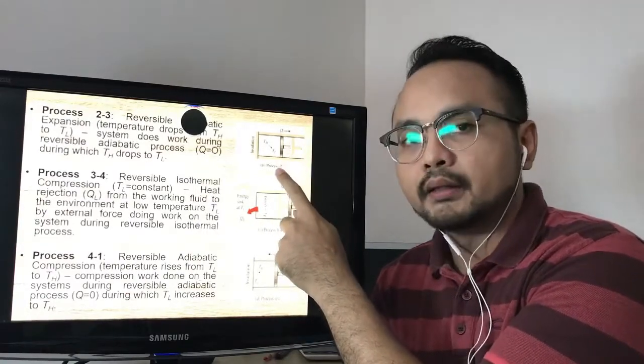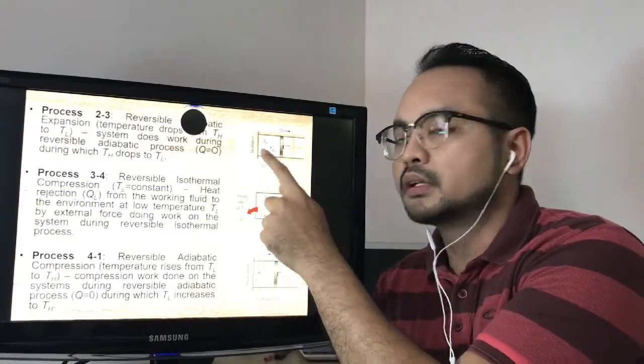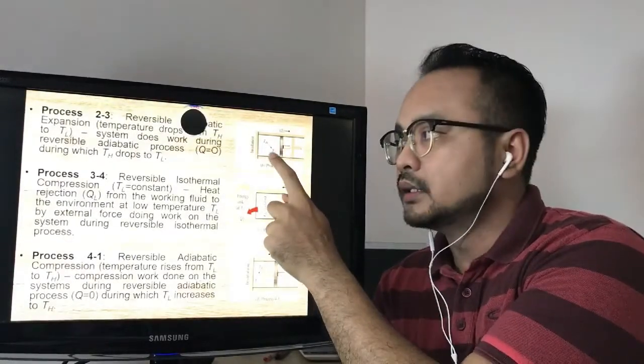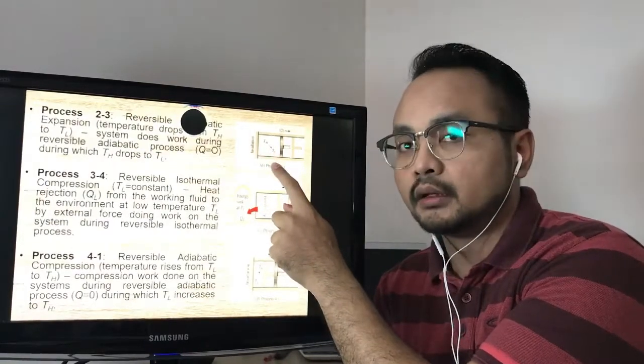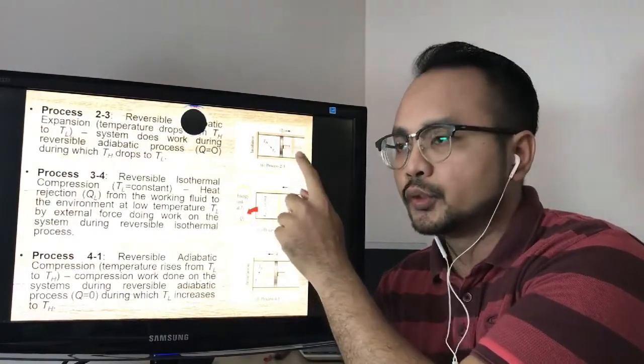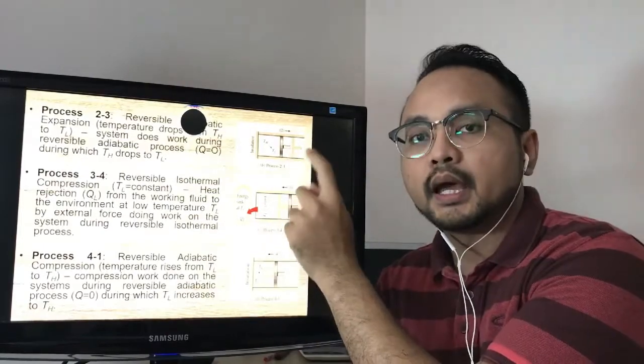position 3. But at this stage, no Q will be channeled into the piston cylinder, but the temperature inside the piston cylinder is dropping from TH to TL. So for this process 2 to 3, it is undergoing adiabatic expansion.